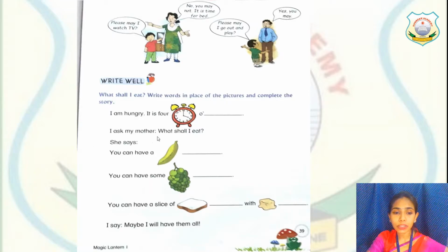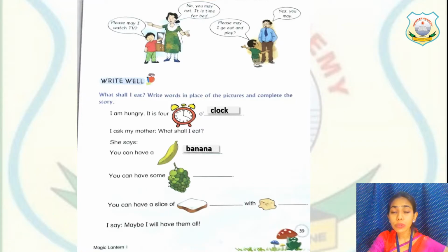Now, next one. See here, what shall I eat? And here the boy is saying, I am hungry. What shall I eat? I am hungry. What is the time in the clock? It is 4 o'clock, right? So I asked my mother, what shall I eat? So what did my mother reply? You can have a banana, right?